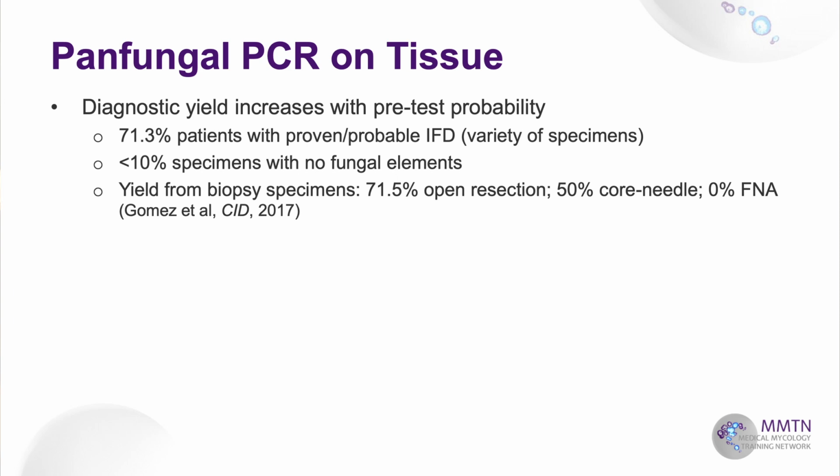So if we look at its performance on tissue, the diagnostic yield increases with your pre-test probability, and performance, so in patients who were deemed to have probable or proven disease, PCR was likely to be positive in about 71% of patients, whereas on samples where there were no fungal elements, less than 10% of tissue specimens tested positive in this study in 2017. It's important to also know that the type of specimen changes the performance of these assays. So core needle aspirates and fine needle aspirates are much less likely to give you a positive result than perhaps a proper open resection specimen.